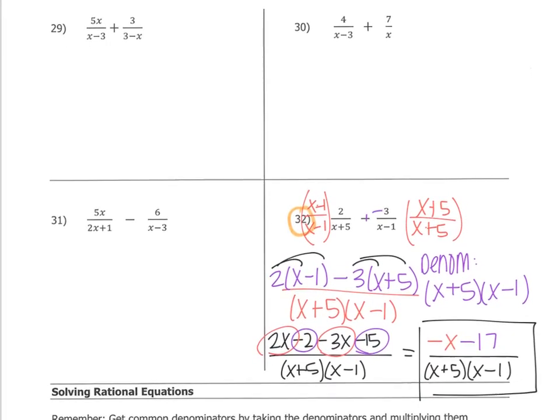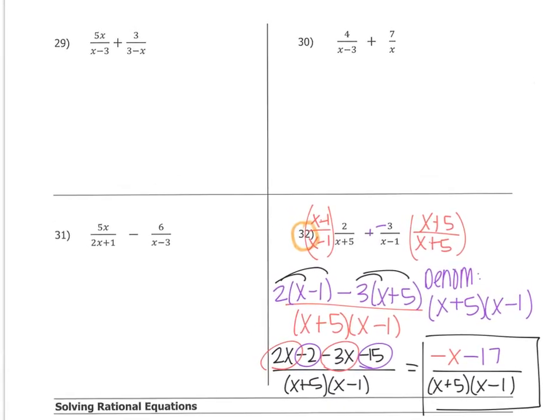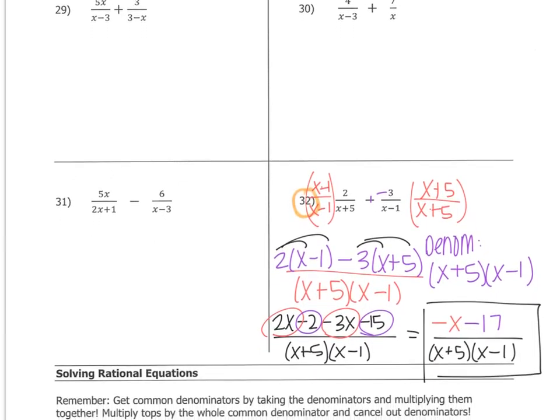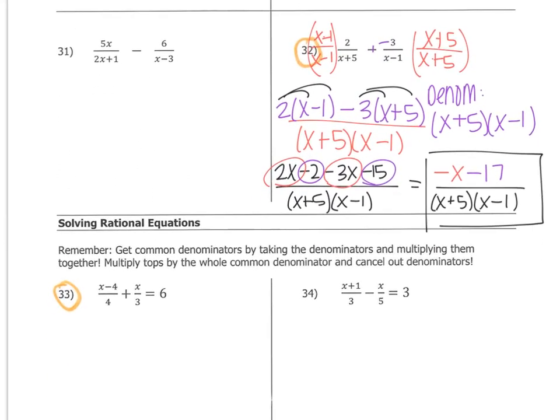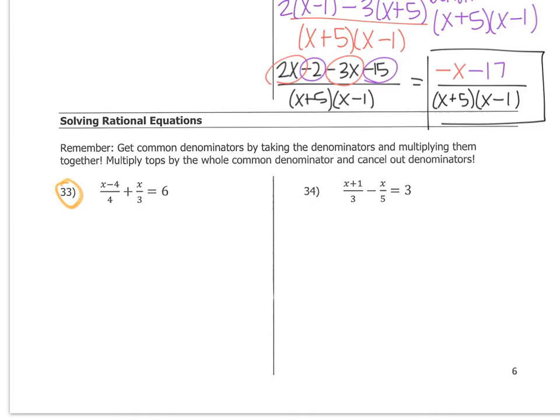Number 30 and 31 would be fair game for your test as well, so if you need more practice, try those too. Otherwise, we're going to move into something called solving rational equations. So again, I have a big reminder here for you. It says get a common denominator, just the same way we were doing before, multiply all the denominators. And then it says multiply the tops by the whole denominator and cancel out the denominators.